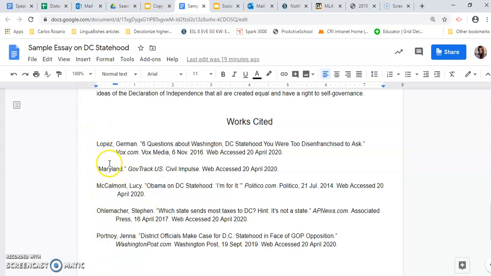Now you can see that my second source, there's no author. This is the one from GovTrack. So I've skipped the author name and I go directly to the title of the article.